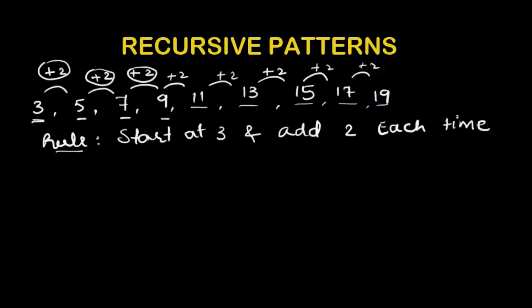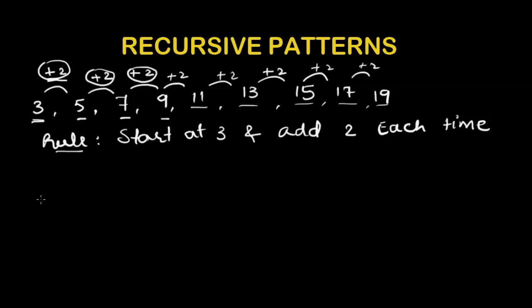These patterns could be easy like this, and these patterns could be complex. A pattern is called a complex pattern if there are 2 or 3 operations, or a complex operation, to get the next term from the previous term. Here we just had one operation, and that was adding 2 to the previous term to get the next term.